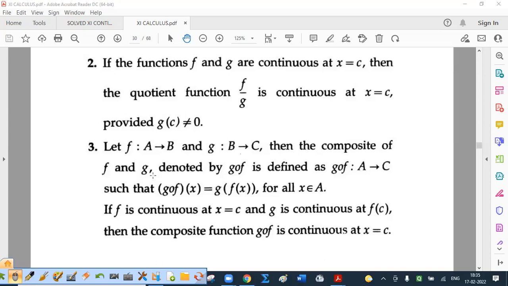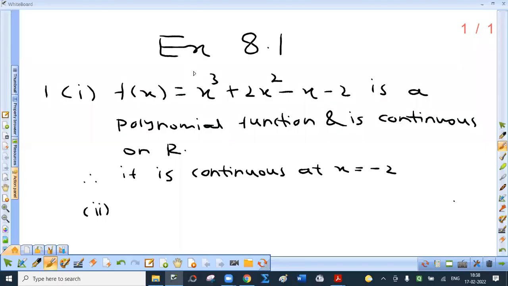Actually, the next part is types of discontinuities. Before we discuss that, let us solve a few examples on the preliminary part. Exercise 8.1. Examine the continuity of the first one, f of x equal to x cube plus 2x square minus x minus 2 at x equal to minus 2.